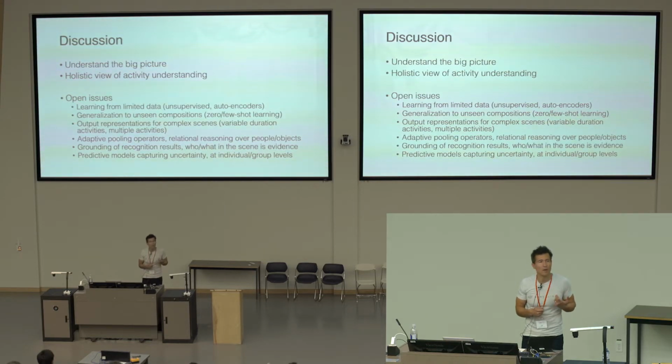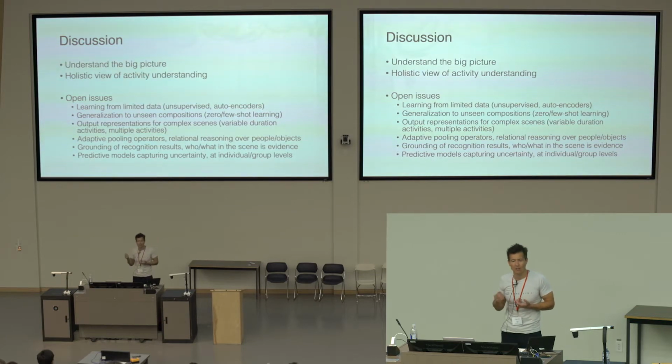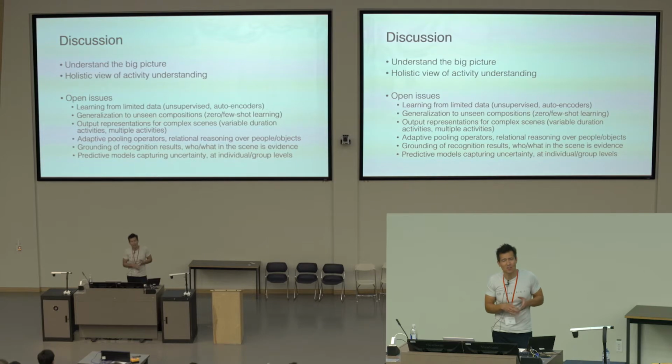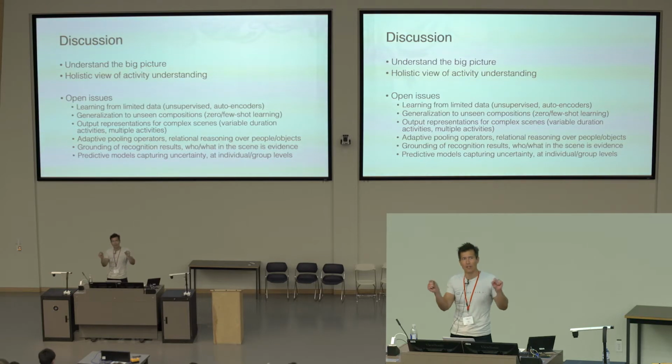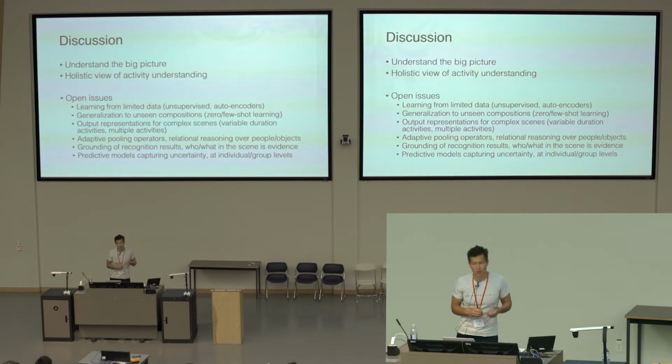It's also interesting to think about how you represent these complex scenes. It's not clear right now what the right representations are. People have tried lots of different things, but you have variable duration actions, multiple activities happening at the same time. How would I represent that? There's also a lot of effort in adaptive pooling operators. So if I have representations of what individual people in a scene are doing or where they are, how do I aggregate that to get some composite representation over the entire scene? Finally, grounding: how do I know who or what in the scene is evidence, as well as predictive models.